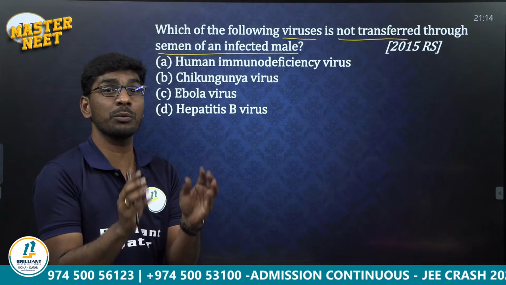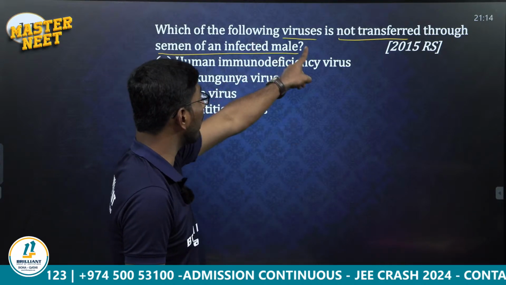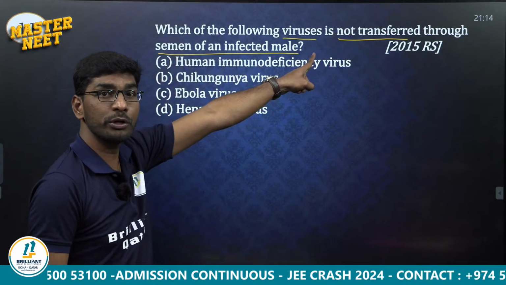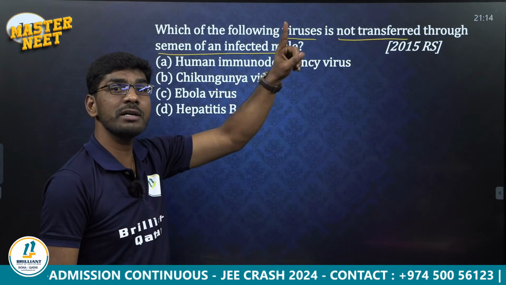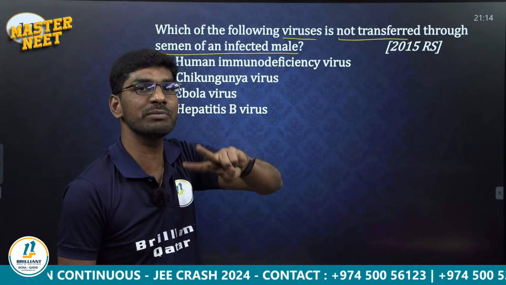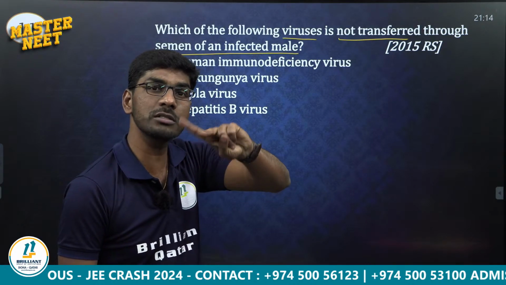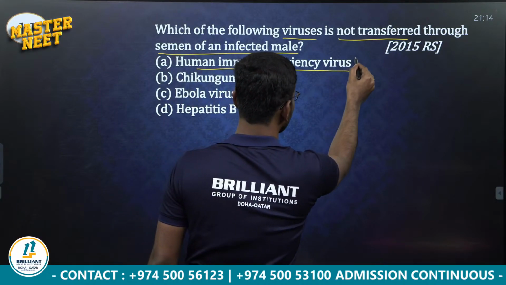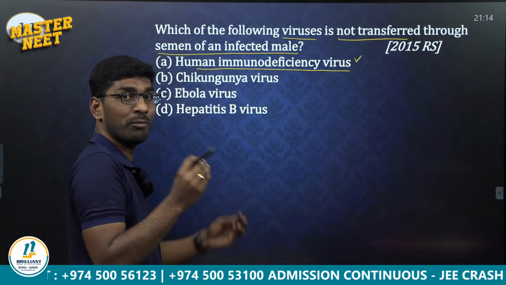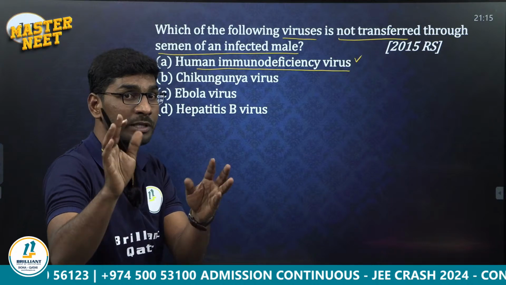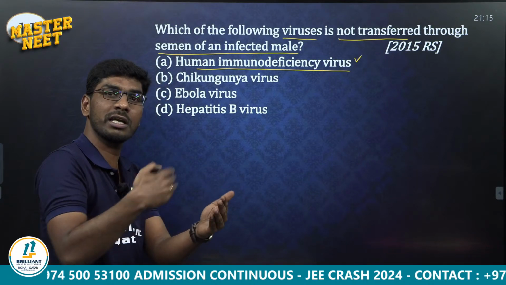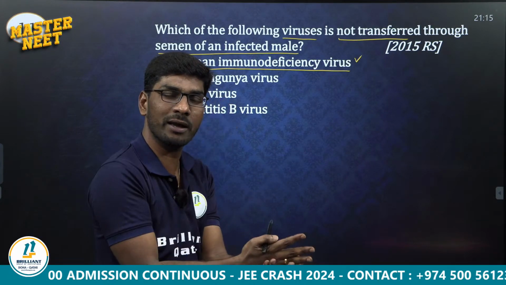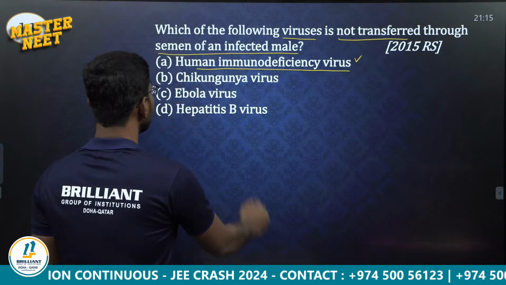They're asking which of the following viruses is not. Do you remember from supplement material, two viral diseases we discussed? One is called dengue, one is called chikungunya. Here, human immunodeficiency virus can transfer because it is a sexually transmitted disease, right? So in semen also it is there, and in vaginal fluid also this virus can stay. In blood also it can stay.